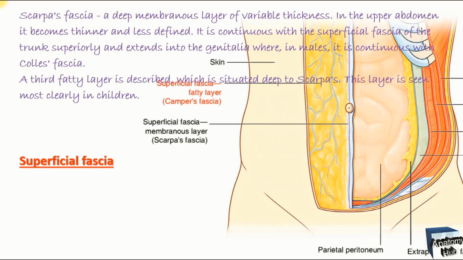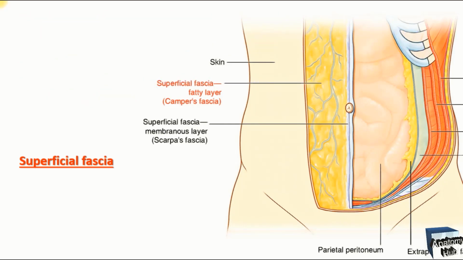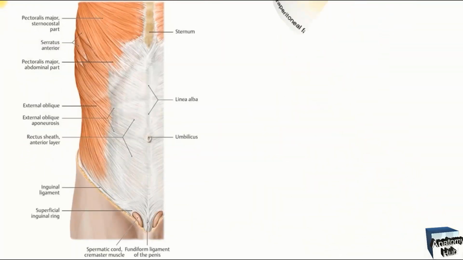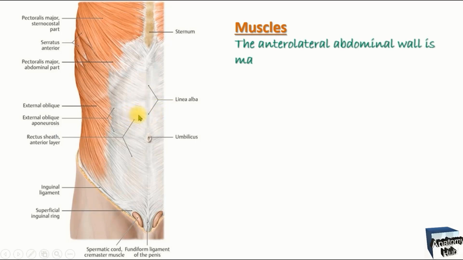So first the skin, then the superficial fascia, and that superficial fascia again is two layers: your superficial fatty layer, or Camper's layer, and deep membranous layer, or Scarpa's layer. After this, we have removed the skin, we have removed the superficial fascia. Right now we have reached the muscular level, or you can say the muscular layer.